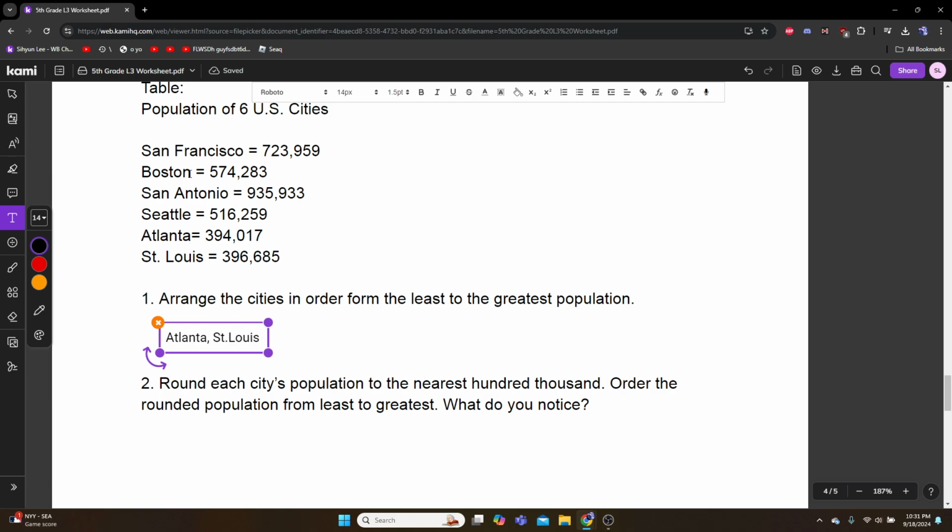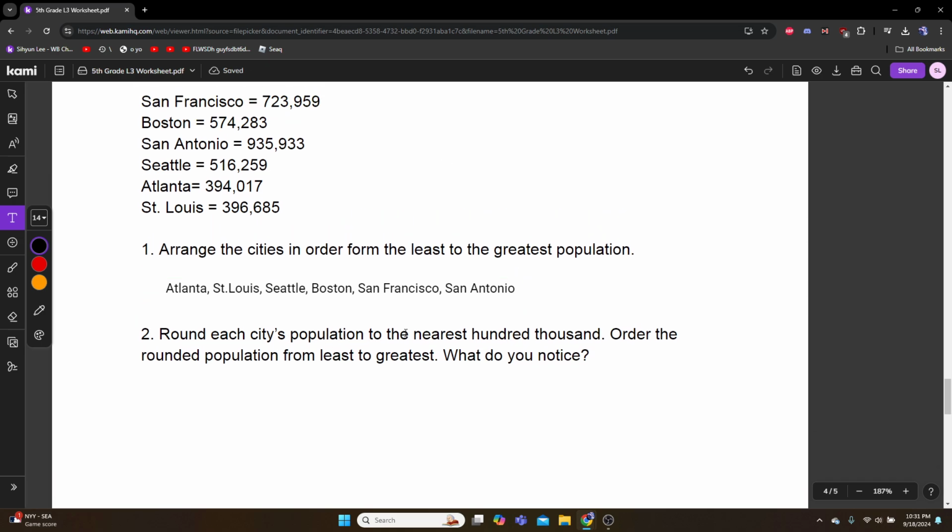And then now we have to look at these. We know that it's either Boston or Seattle next. And we know it's Seattle because 1. So Seattle, then Boston, and then we have San Antonio and San Francisco, and then clearly the 7 and the 9. So San Francisco, then San Antonio. Round each city's population to the nearest 100,000. Order the rounded population from least to greatest. What do you notice? So let's round San Francisco.